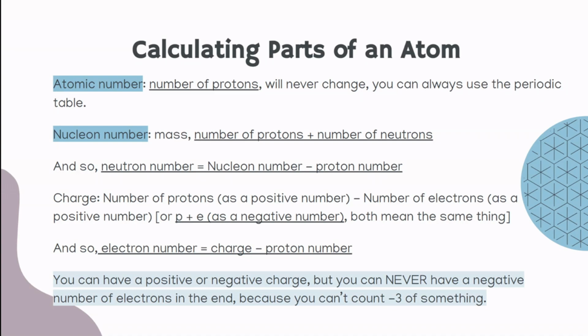Then there's the nucleon number, which is also known as the mass number, which is the number of protons plus the number of neutrons. And if you want to solve for neutrons, you would just subtract the protons on both sides, so you have nucleons minus protons.